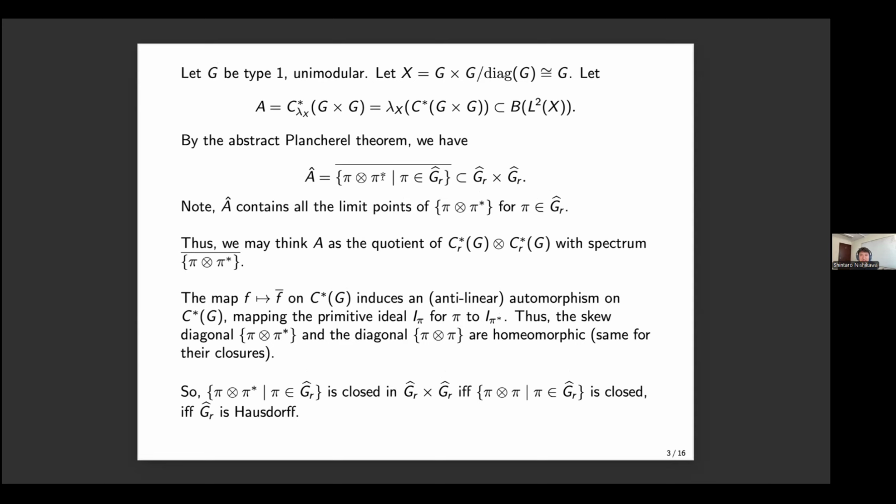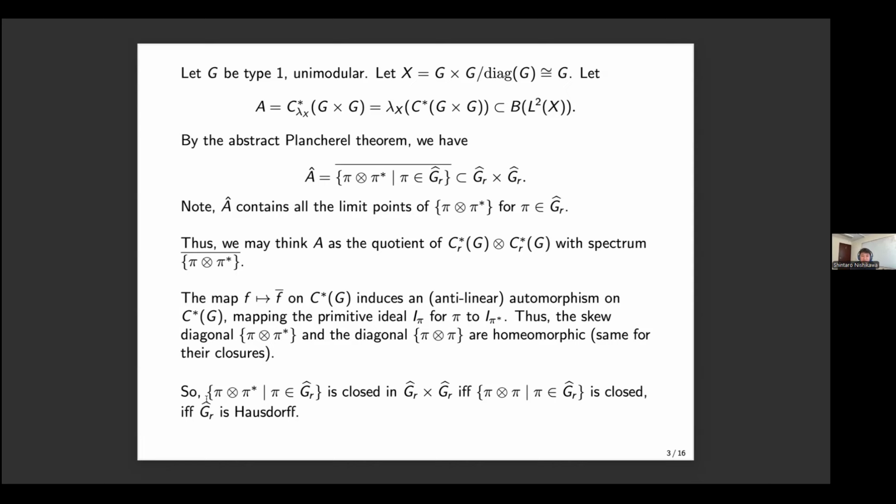So I want to study the set π⊗π*, but you can also think of π⊗π, and sometimes this is more canonical because it's diagonal. So there's an identification. If you have a map for the group which sends f to f conjugate, so it sends the value of f at g by the conjugate of f at g, this map induces an automorphism on C*(G), which is antilinear, but it maps the primitive ideals I_π to I_π*. So this gives you a homeomorphism on the spectrum, which sends π⊗π* to π⊗π. So as far as the topology is concerned, you can study π⊗π* and π⊗π in a parallel way.